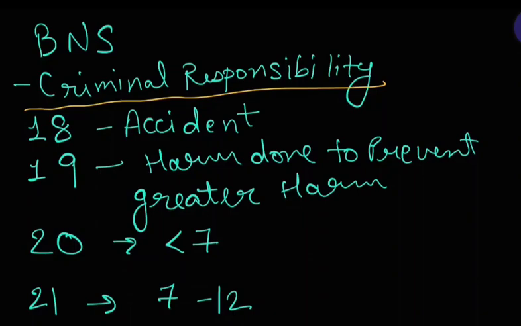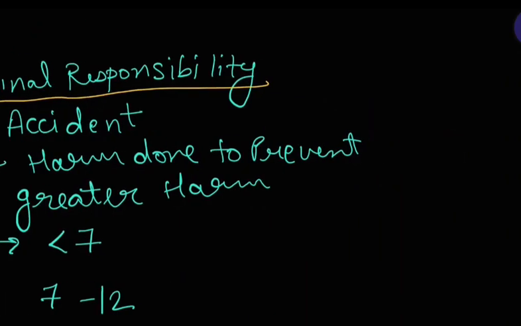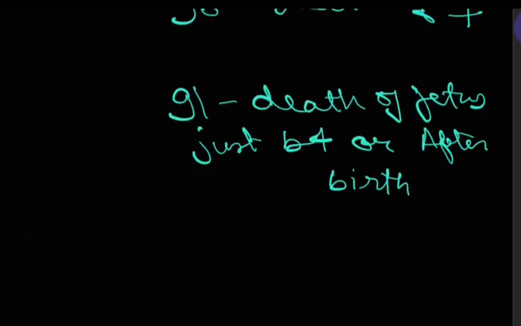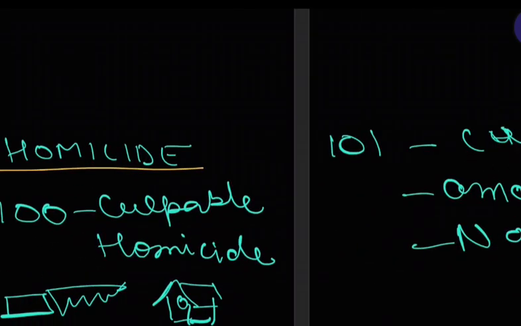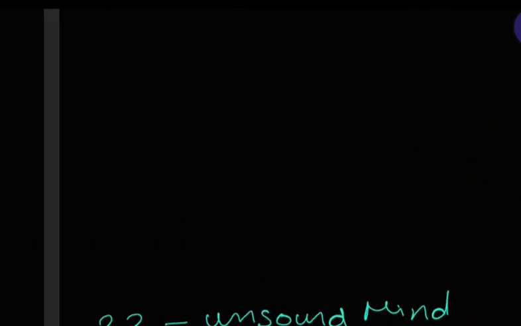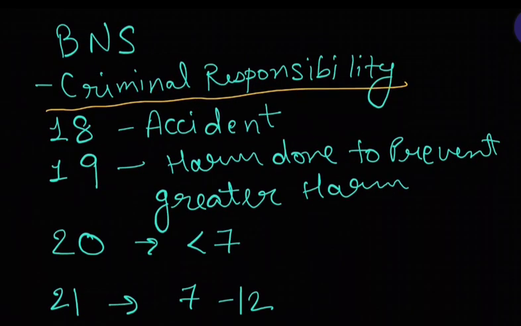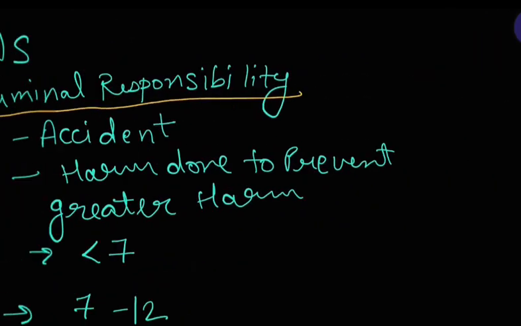We will cover some of the important BNS sections: the BNS of criminal responsibility, the BNS of consent, the BNS of criminal abortion, and the BNS of homicide. Okay, so let's start. First, criminal responsibility, it has BNS ranging from 18 to 24.